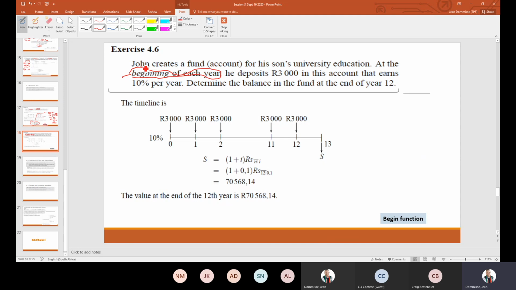So let's look at the rate. So John creates a fund for his son's university education. At the beginning of each year, he deposits 3,000. So the minus 3,000 will be your PMT. So let's put that in while we are talking. That earns 10% per year. So I can already put in 10% as your interest.